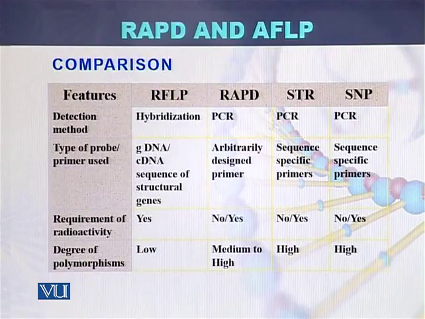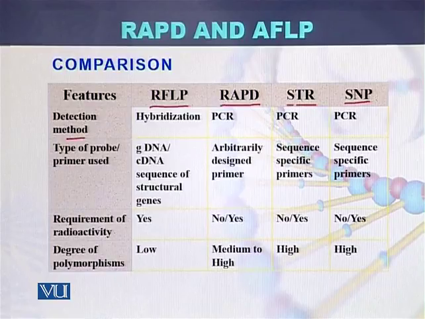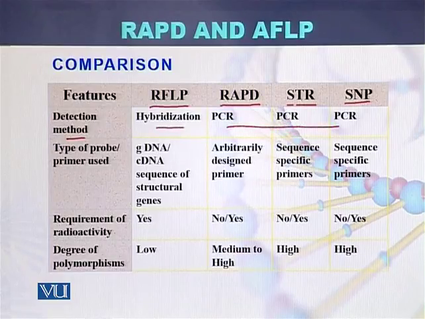If we do the comparison between all these techniques like RFLP, restriction fragment length polymorphism, RAPD, random amplified polymorphic DNA, STR, short tandem repeat, and SNP, single nucleotide polymorphism, based on the detection method, in case of RFLP we use hybridization. In case of these three techniques, we use polymerase chain reaction. Based on the type of probe or primer used, a genomic DNA sequence or cDNA sequence is used in case of RFLP.